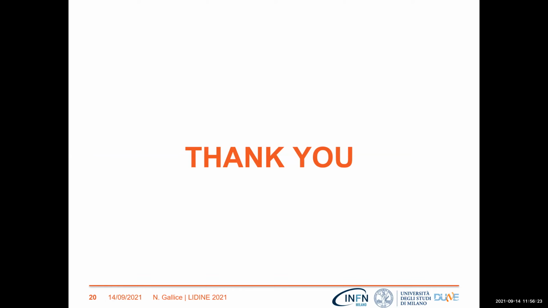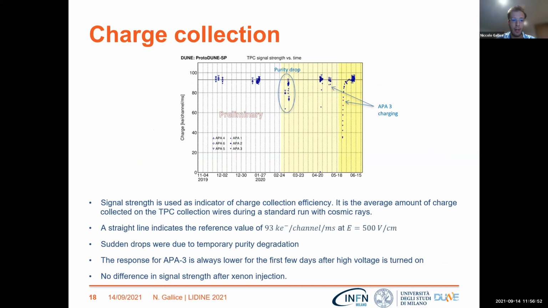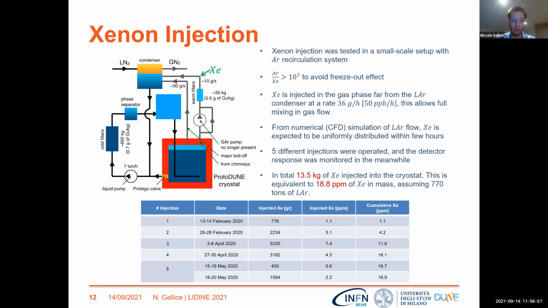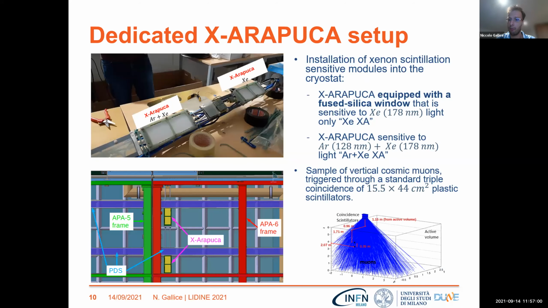I want to ask about the uniformity of this xenon doping. You say that you assume uniformity, but is there any way you check that uniformity? Yes, we perform an initial check, looking at the light response of different photon detection systems along the beam axis, along the axis of ProtoDUNE. We had no indication of loss of uniformity.